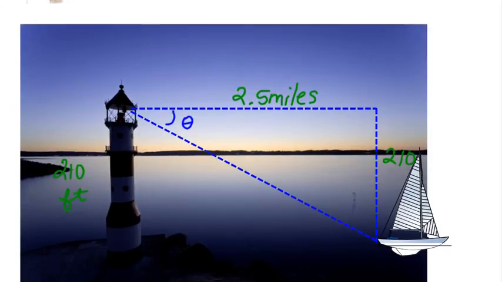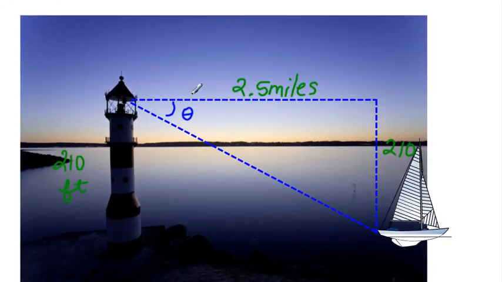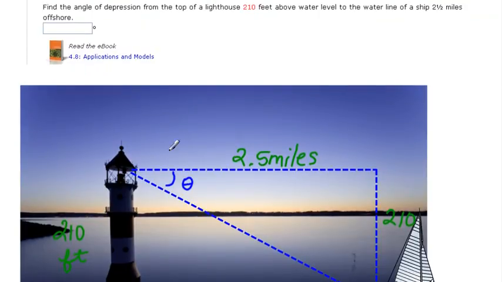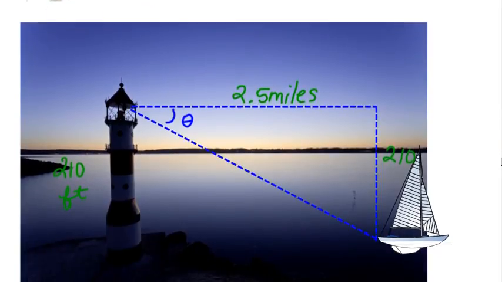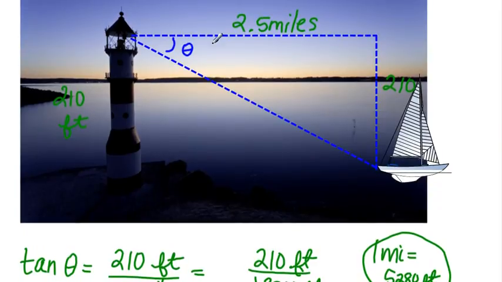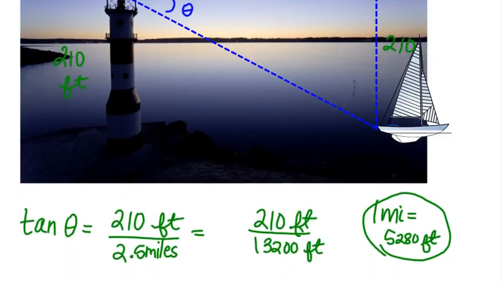So I've put a picture in here. We want to find the angle of depression. So remember, the angle of depression goes from the line of sight down to the object. The ship is 2.5 miles offshore, and we know the height of the lighthouse is 210 feet. So we have a triangle drawn like that. So to figure out what theta is, we need to think about what sides we know. Well, that is the opposite over adjacent, so 210 over 2.5.